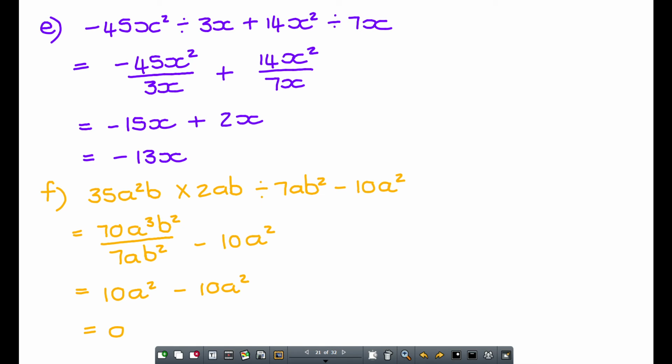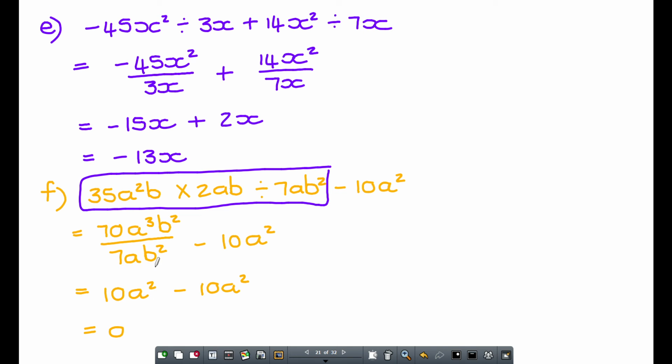Okay, the same basically applies for F. But what I did here is I first sorted out these first 3 terms because division and multiplication is more important than subtraction. So those first two, if I multiplied the 35 and the 2, it gave me the 70. A squared times a gave me a to the power 3, and b times b gave me b squared. And then I said that divided by the 7ab squared.